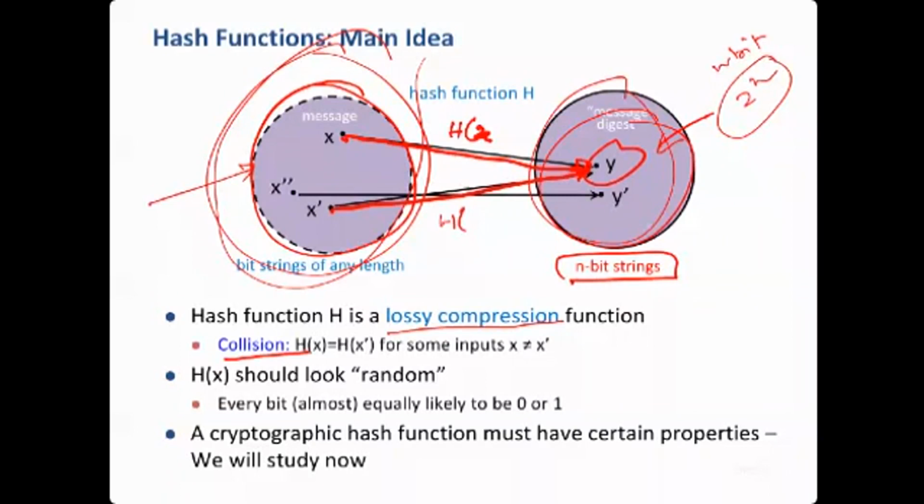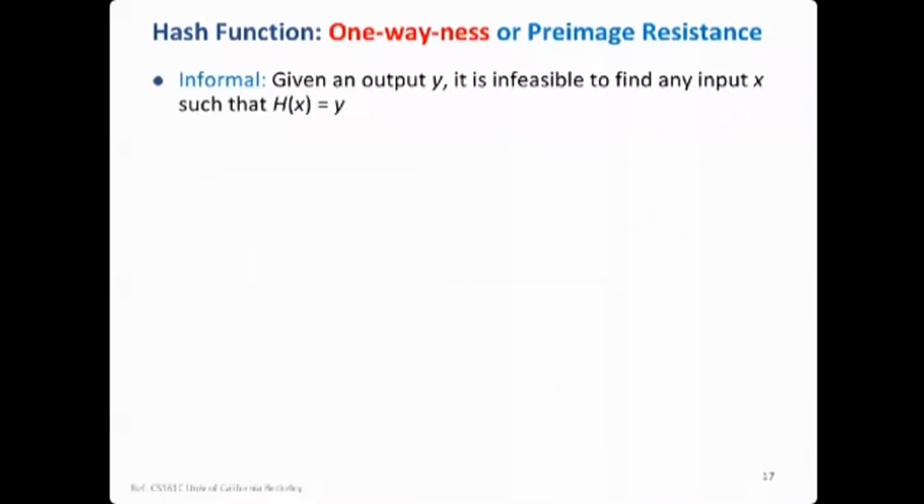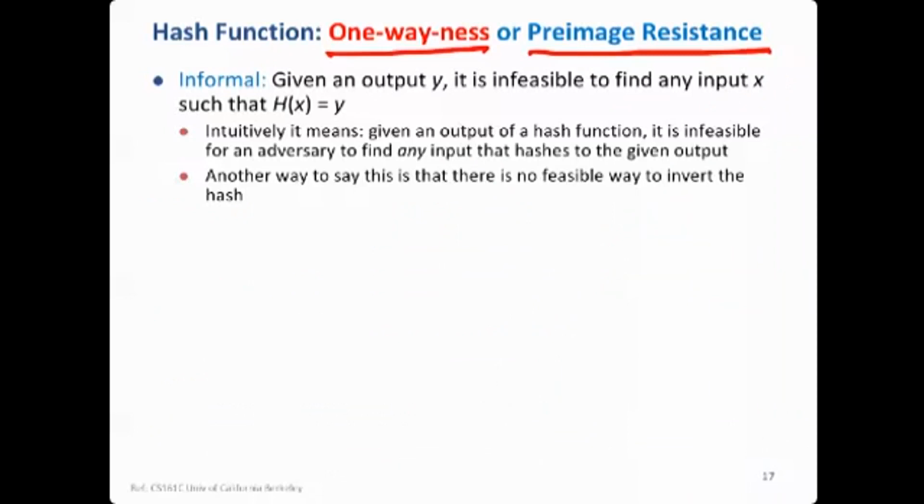All right. So what are the properties of a hash function? We have already seen the first property, one-wayness, which we also call pre-image resistance. Given an output y, which is h of x, it is infeasible to find any input x such that h of x is y.